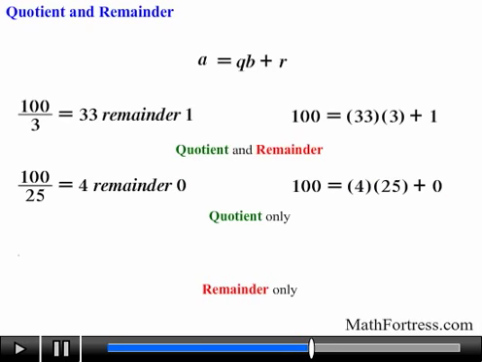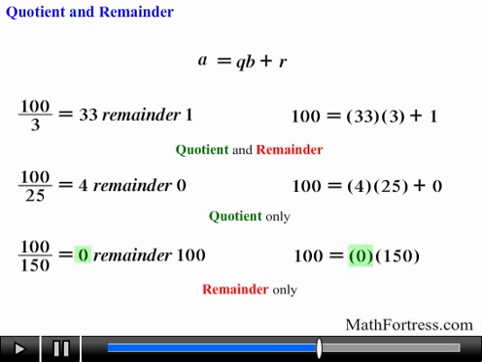And finally, the third case, 100 divided by 150 is 0 remainder 100, since 100 divided by 150 goes evenly 0 times. So 0 times 150 is equal to 0, so we need to add 100, which itself represents the remainder. So 100 is written as 0 times 150 plus 100.